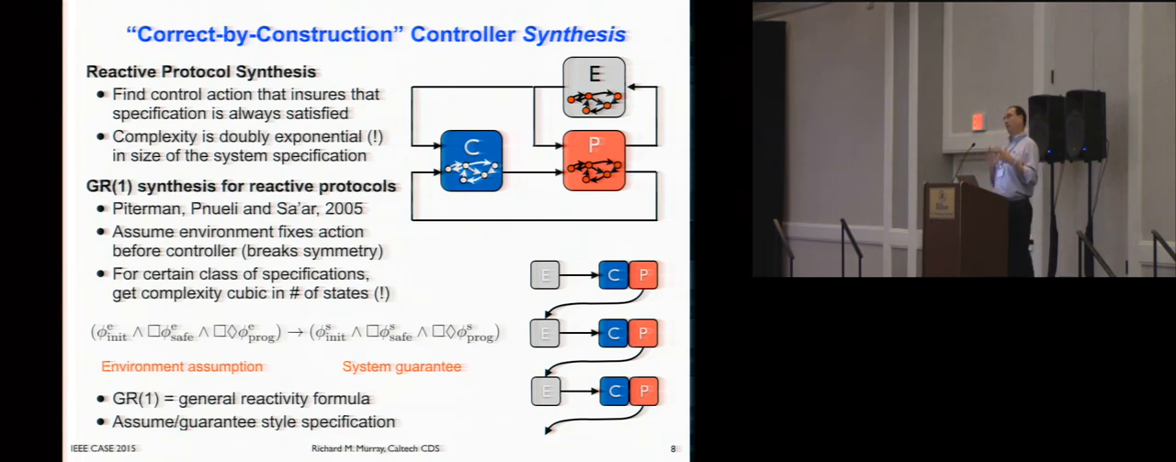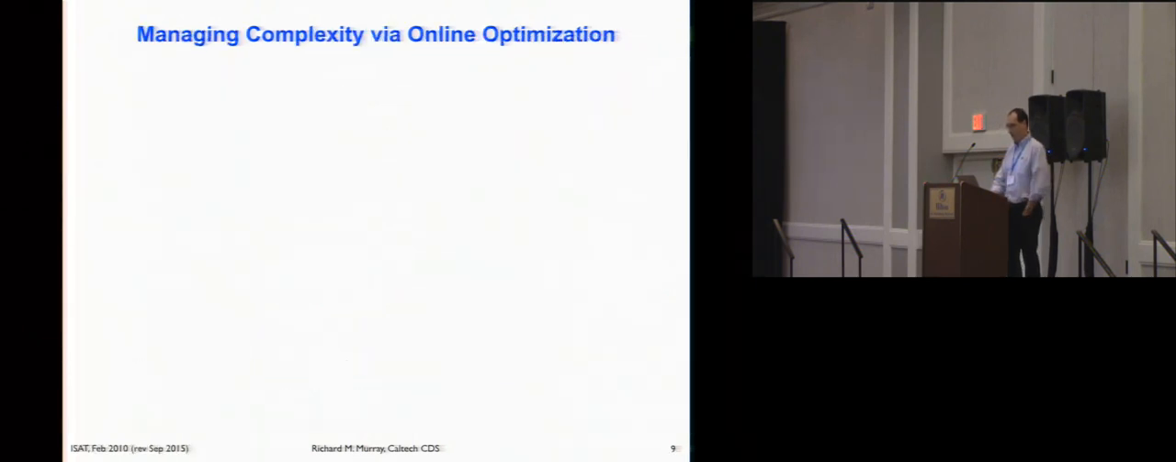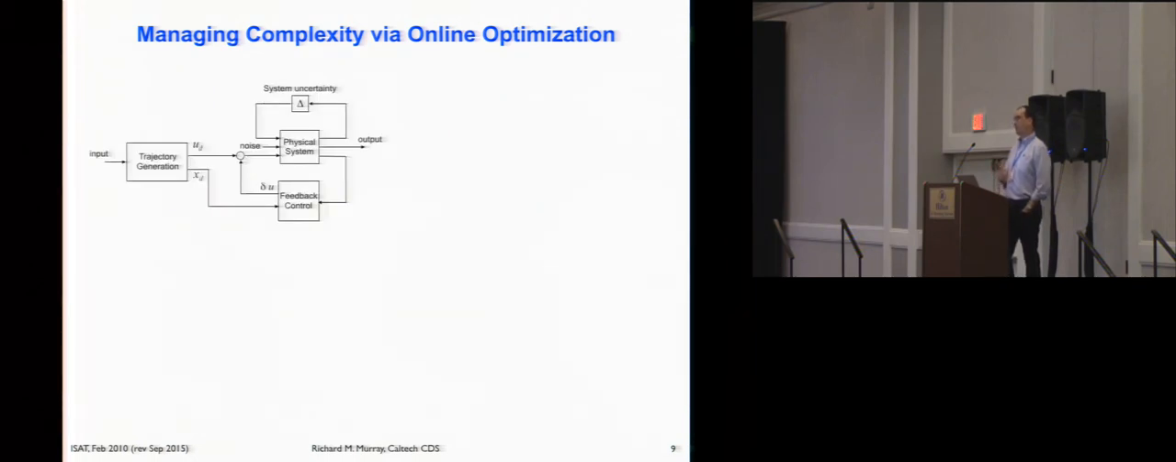The way we picked to manage the complexity was to steal an idea from control theory, and one that I've already mentioned, and that's this notion of online optimization and receding horizon control. So let me first tell you the control theory version of this, and then I'll say how this applies in the context of these discrete systems. A very standard picture for control theorists to look at is this one here. It's a little bit small.